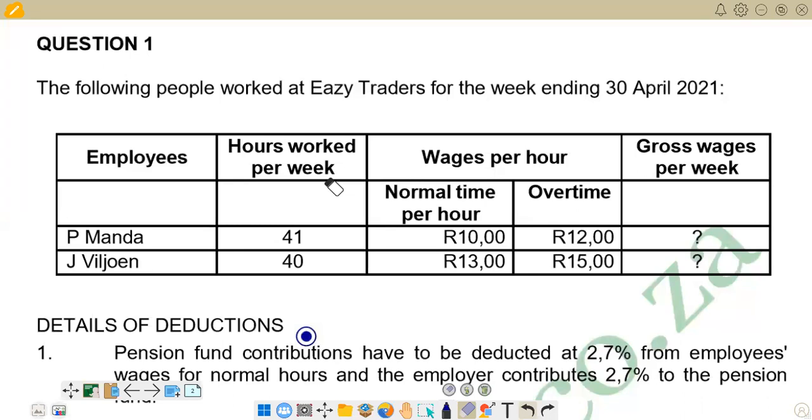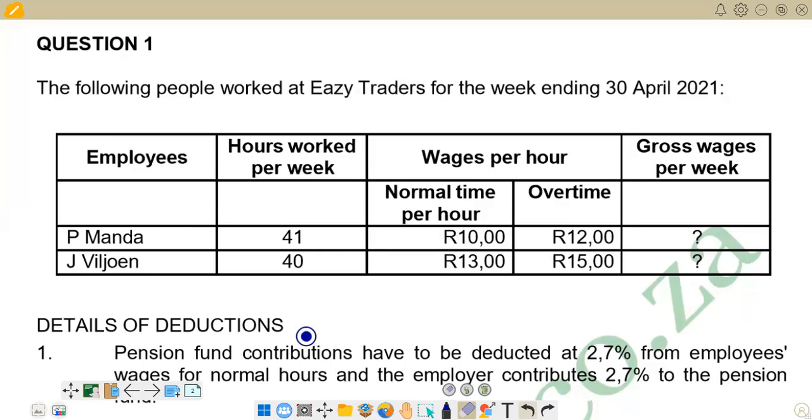This is the question that we have, and the question reads: the following people worked at Easy Traders for the week ending 3rd April 2021. We are given columns for employees, hours worked per week, and wages per hour. We have normal time per hour, then overtime, then gross wages per week. That's where we've got a question mark, meaning we have to find those figures. And then we are given additional information.